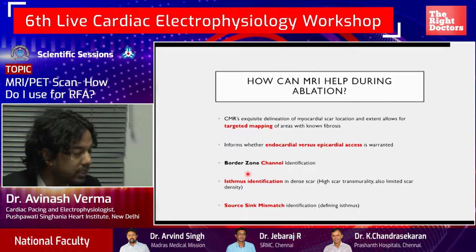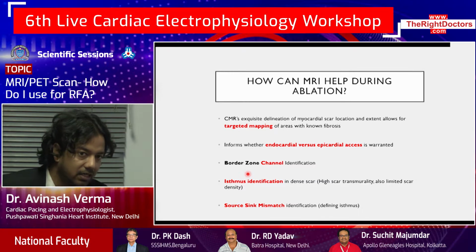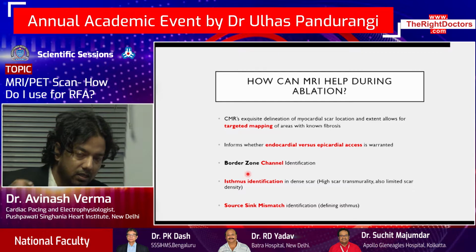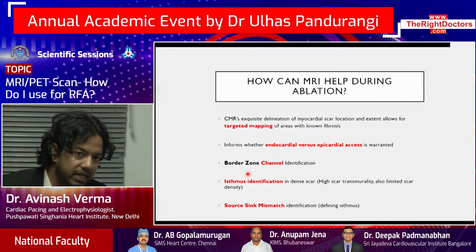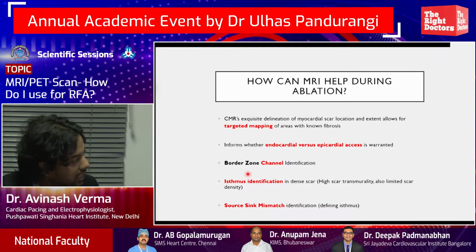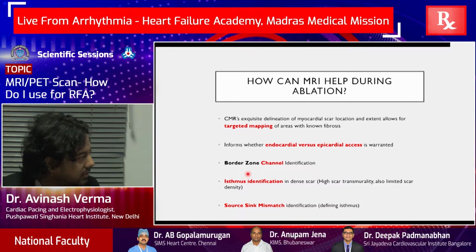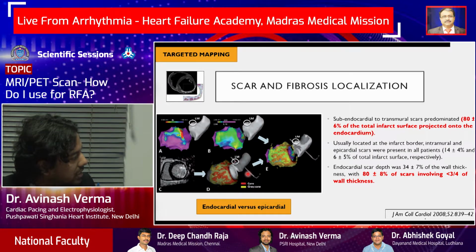It tells you about the isthmus, those areas which have been scientifically validated by doing electroanatomical and MRI-based mapping for those isthmus sites. It can tell you where there is the most likelihood to get an isthmus. And secondly, and last of all, it can tell you about source-sink mismatch, which is just not possible with the other modalities. So let's start one by one.